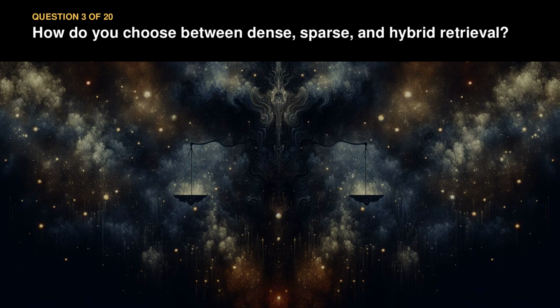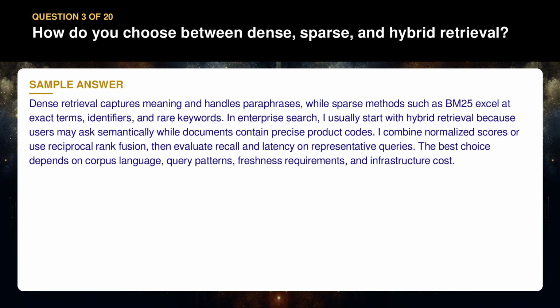Question 3. How do you choose between dense, sparse, and hybrid retrieval? Dense retrieval captures meaning and handles paraphrases, while sparse methods such as BM25 excel at exact terms, identifiers, and rare keywords. In enterprise search, I usually start with hybrid retrieval because users may ask semantically while documents contain precise product codes. I combine normalized scores or use reciprocal rank fusion, then evaluate recall and latency on representative queries.